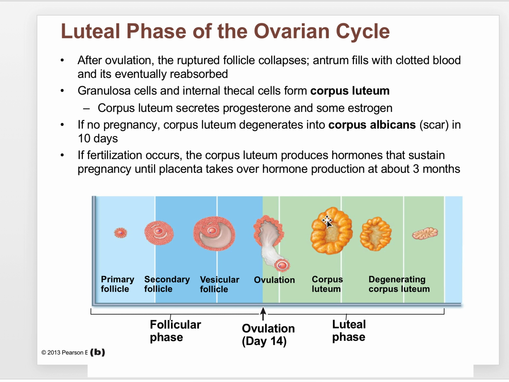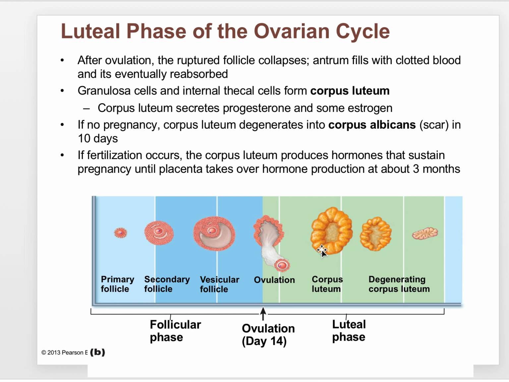Now the luteal phase, we talked about the follicular phase first. The luteal phase is what happens after ovulation. These follicle cells, after ovulation, form the corpus luteum. Corpus luteum secretes progesterone and some estrogen, so it produces a lot of hormones. If pregnancy does not occur, the corpus luteum degenerates into corpus albicans in about 10 days.